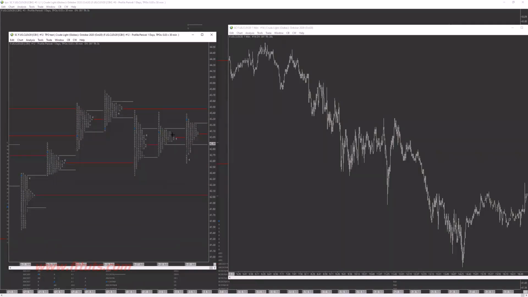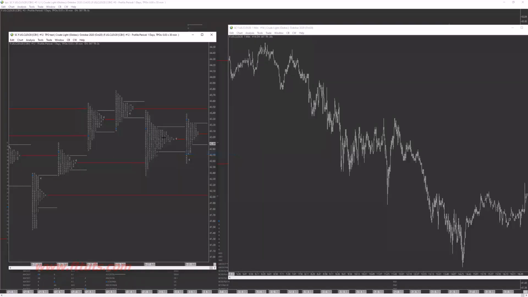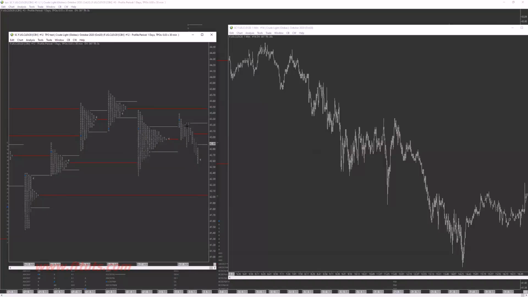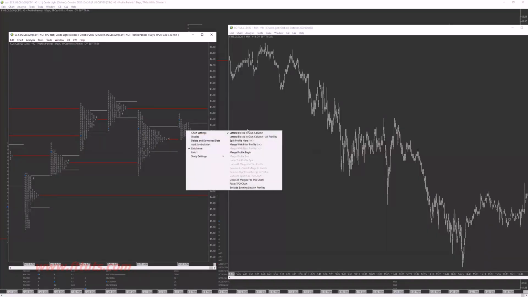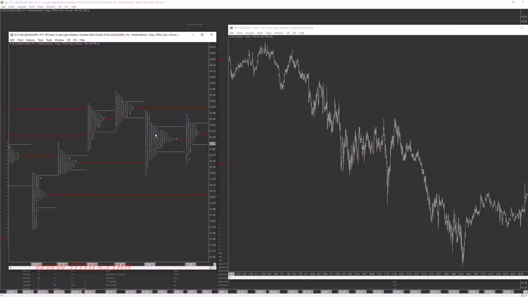Well, this is current crude oil. What do you see? I see a 3-day balance, don't you? Let's merge them. Yep, today. What happened today, right? That's what happened today. We broke into, we retested, and we went to the other side. Let's merge these.